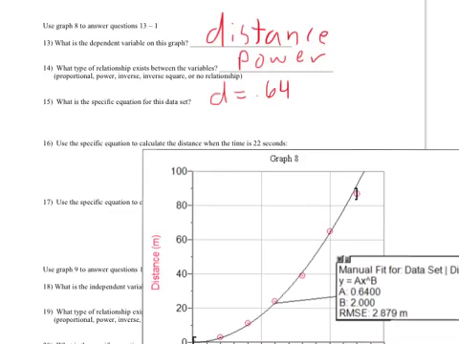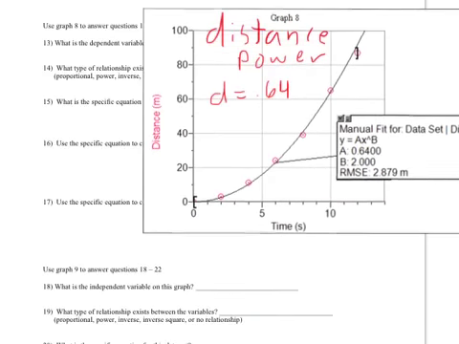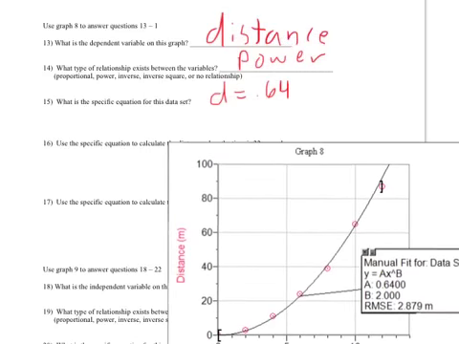Now x in this case is time, so I'll go ahead and say t for time, and I'm going to raise it to the power of, so if you notice here it says raised to the power of b, and b is 2, so I'm going to say squared. D equals 0.64 times t squared.